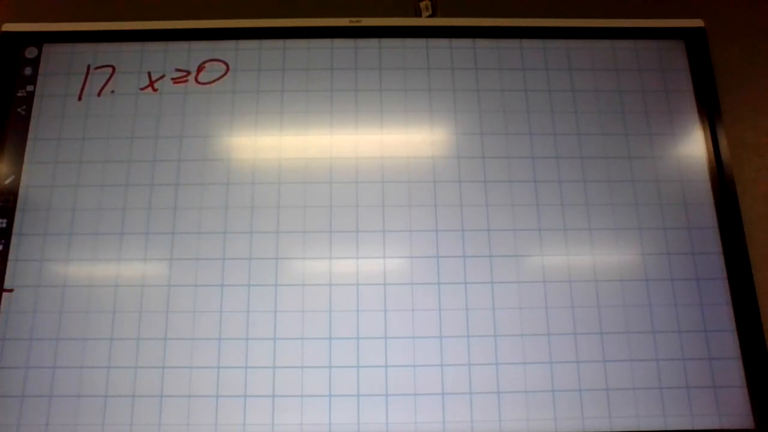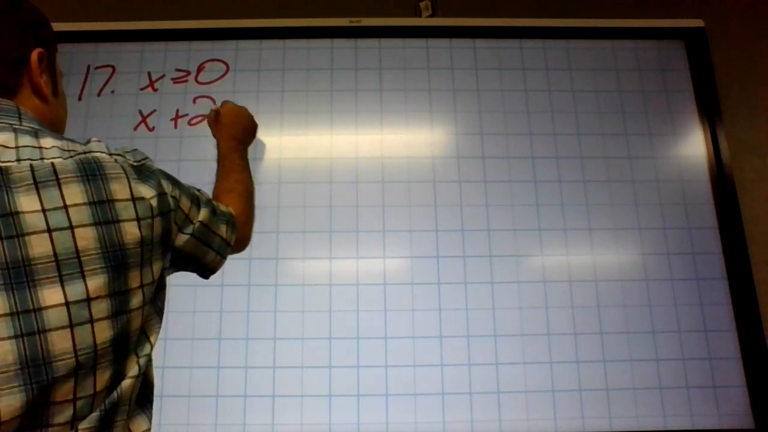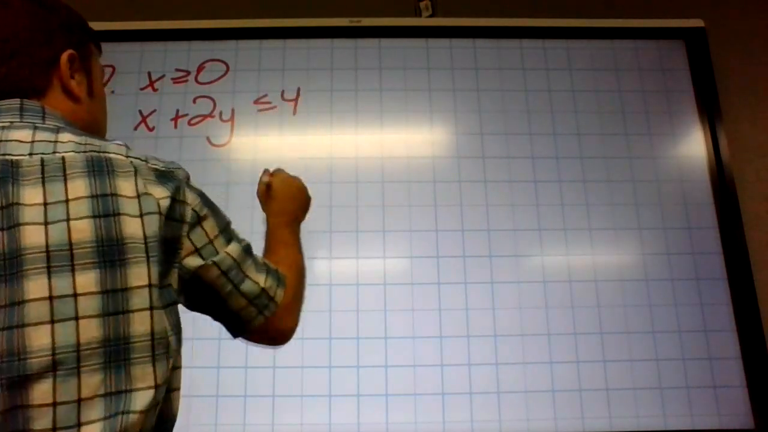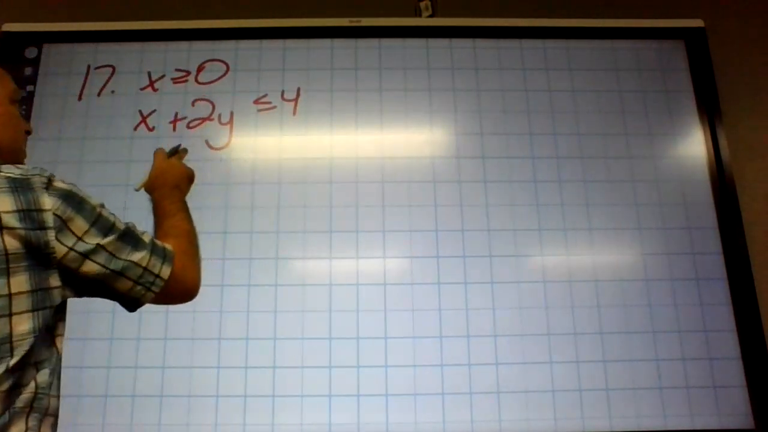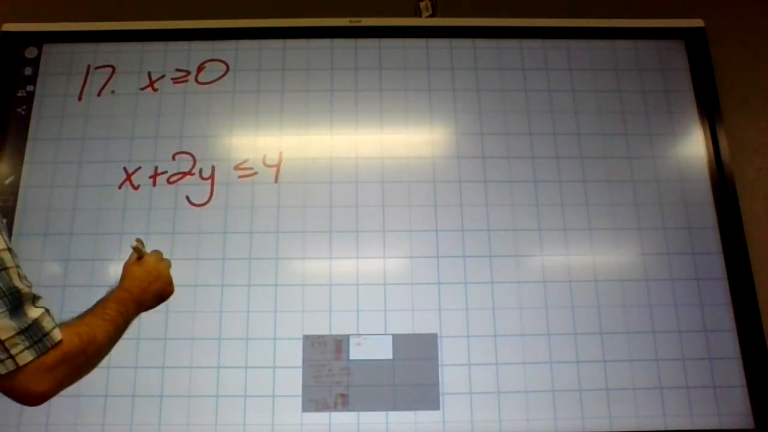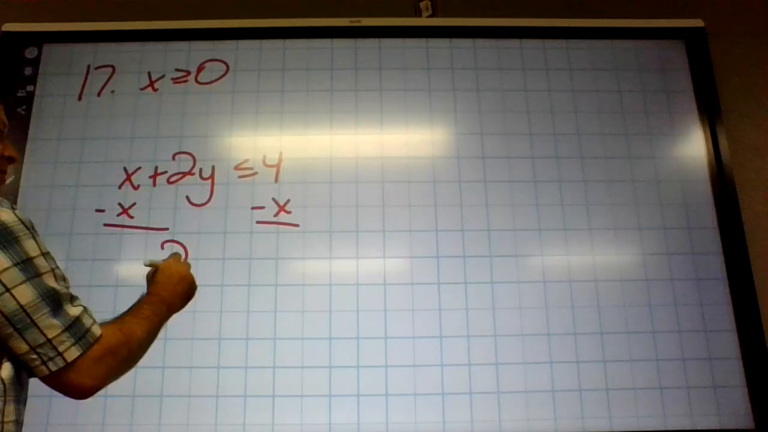Okay. So on this next section, it's combined inequalities. So there's going to be a couple different graphs on the same graph. All right. So the second one, I'm going to change the slope-intercept form to be graphed. So I'm going to get y by itself.